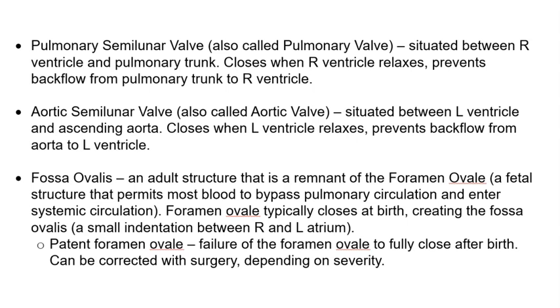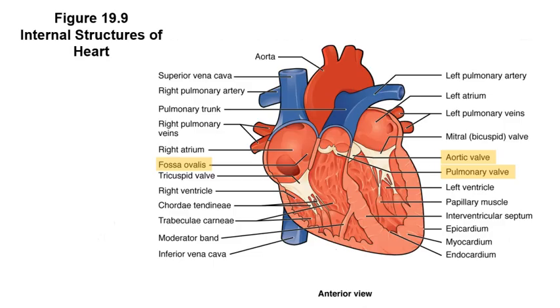There are conditions called a patent foramen ovale, which is a failure of the foramen ovale to close at birth. The patent foramen ovale can be corrected with surgery, depending on the severity of it. The fossa ovalis is found on the wall of the interatrial septum, and it marks the location of the foramen ovale in the fetal heart.